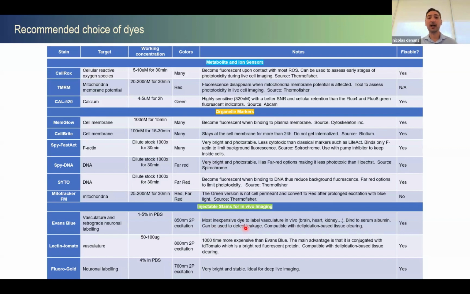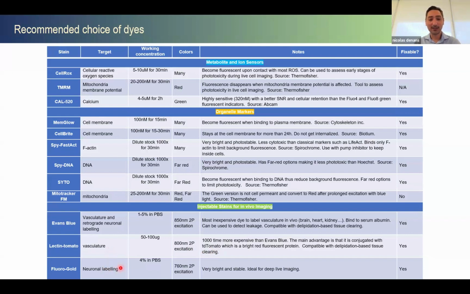It binds to serum albumin, so it will stay mostly in your blood vessels and capillaries, but if there is a break in your capillaries, it will actually leak out. And so that's also great to study retrograde neuronal labeling. And for instance, lectin tomato is a pretty good dye to label vasculature, but it's also a very expensive dye. It's like 1,000 times more expensive than Evans Blue. So it depends on what you have access to.